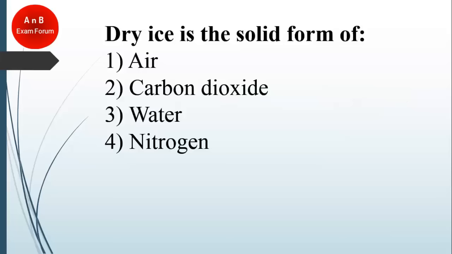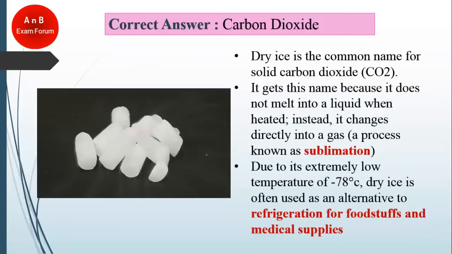Coming to the first question, dry ice is the solid form of what? The options are air, carbon dioxide, water, and nitrogen. Yes, student? This is a very simple one. Yes, you are correct. The answer is carbon dioxide. So in the picture here you can see this is the dry ice, and it is the common name for solid carbon dioxide. Okay, solid carbon dioxide.